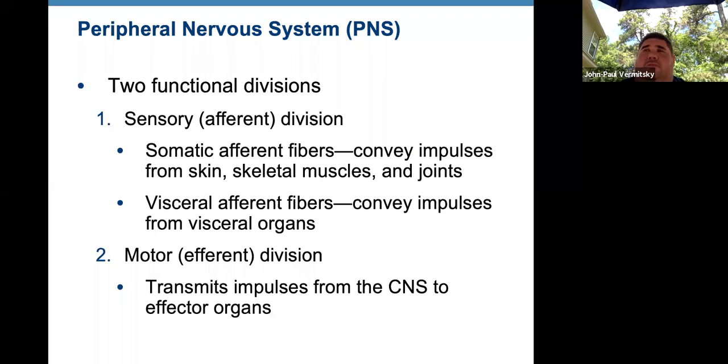You'll also see these terms used when we get to the cardiovascular system. Blood vessels that feed into a capillary are referred to as afferent. They're feeding into or going towards. Efferent vessels are ones that are coming away from.